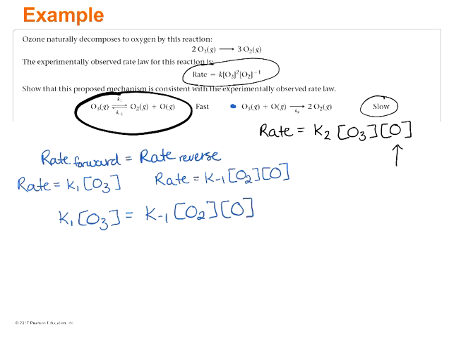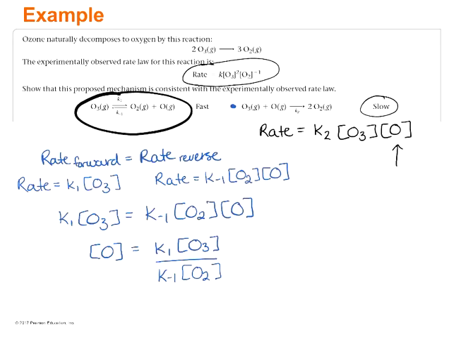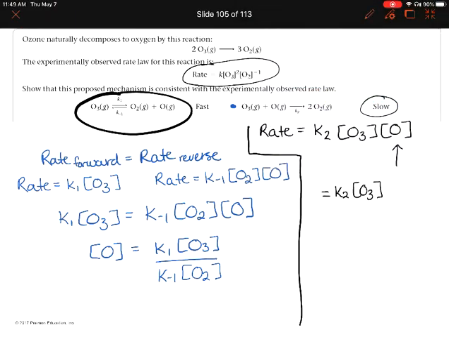And now remember, we want to solve for the concentration of O, oxygen, because then we can substitute that into our predicted rate law. So we're just going to rearrange and solve for the concentration of O. So that would be K1 times the concentration of O3 over K minus 1 times the concentration of O2. Great. So now let's plug that into our predicted rate law. Oh, I jumped ahead. And I'm just going to divide this here. So we've got K2 times the concentration of O3, and then we're plugging in what we found before. So K1 times the concentration of O3 all over K minus 1 times the concentration of O2.